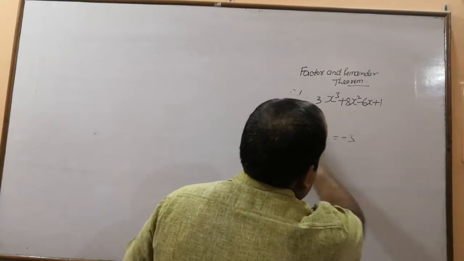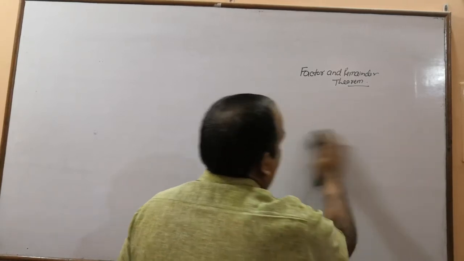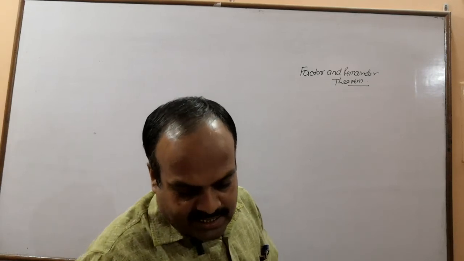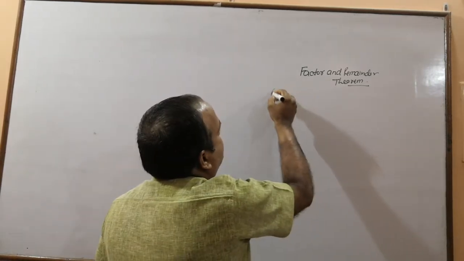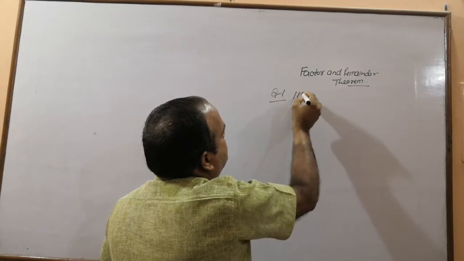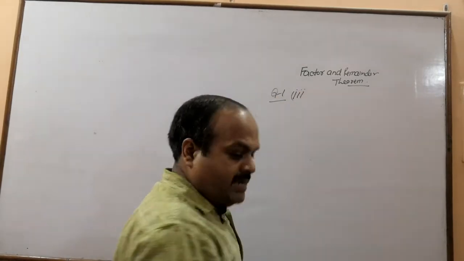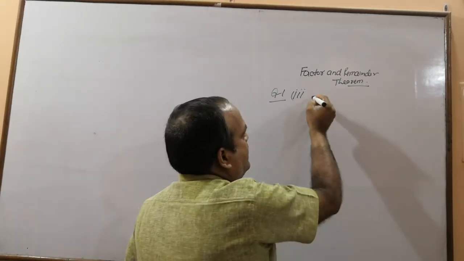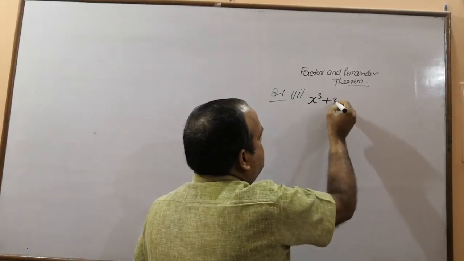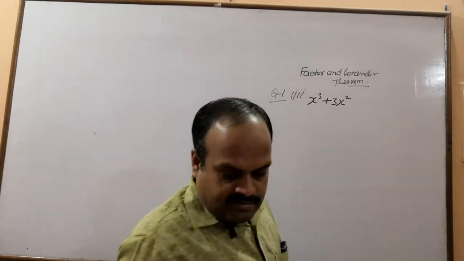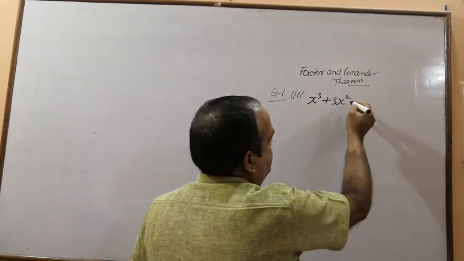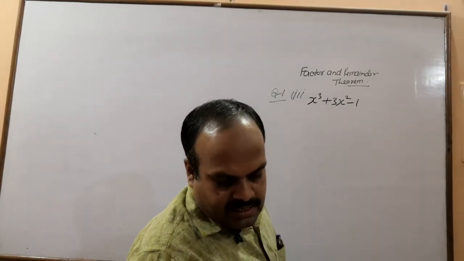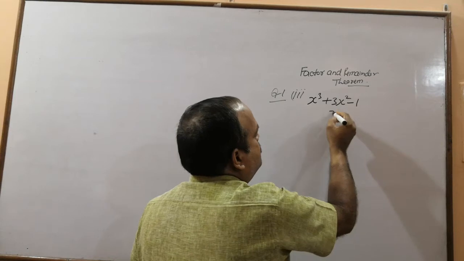Next one, let us write one more expression of question number 1, and that is the third part. We have to get the remainder when x cube plus 3x square minus 1 is divided by 3x plus 2.